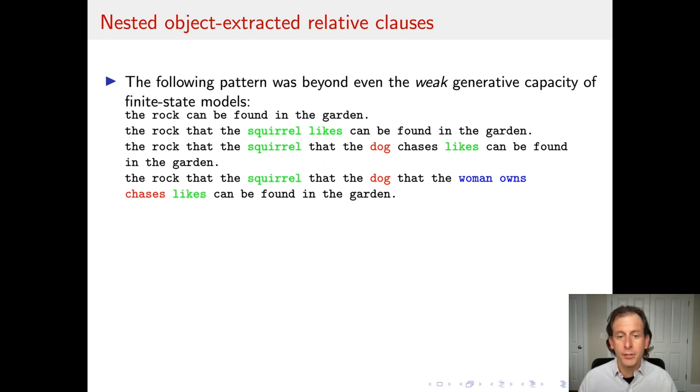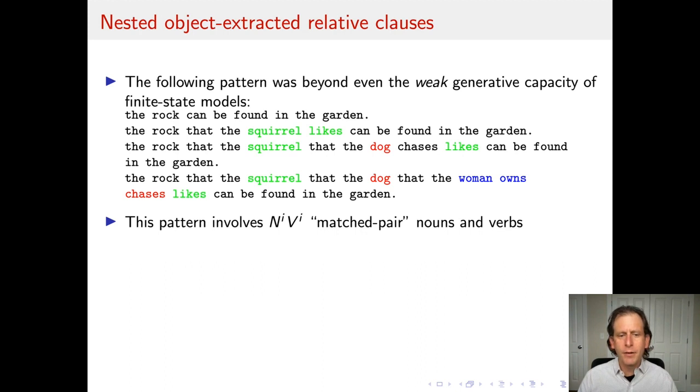For example, the rock that the squirrel that the dog that the woman owns chases likes can be found in the garden. And these become very, very difficult to understand, but as we've discussed earlier, it's theoretically productive to take this infinite sequence of sentences instantiated by this beginning, this set of four, as being characteristic of the syntactic structures that are afforded by natural language.